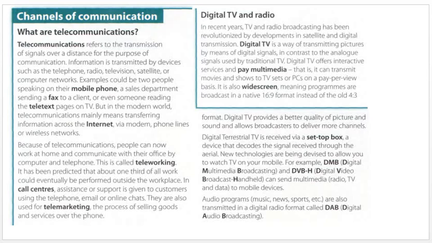Digital terrestrial TV is received via a set-top box, a device that decodes the signal received through the aerial. New technologies are being devised to allow you to watch TV on your mobile. For example, DMB, digital multimedia broadcasting, and DVB-H, digital video broadcasting handheld, can send multimedia, radio, TV, or data to mobile devices. Audio programs like music, news, sport, etc., are also transmitted in a digital radio format called DAB, digital audio broadcasting.